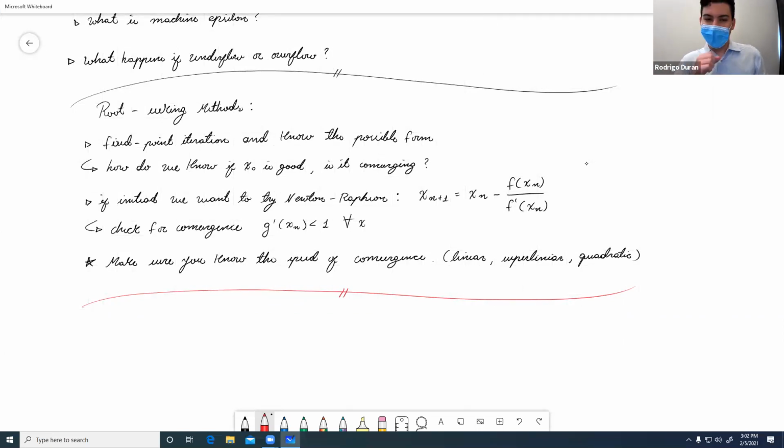And in the same manner, we can check for convergence by using, I don't know exactly if this is the formula that is on the last page. I think it is. Okay, perfect.